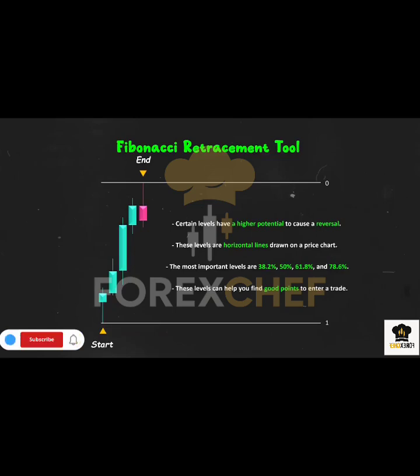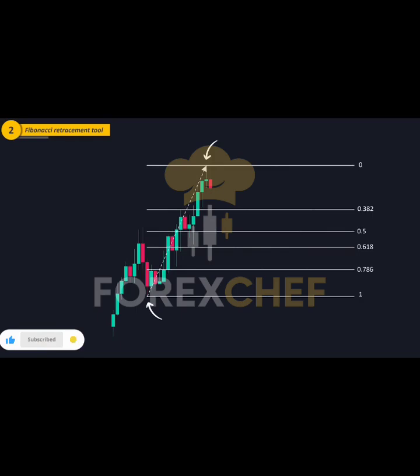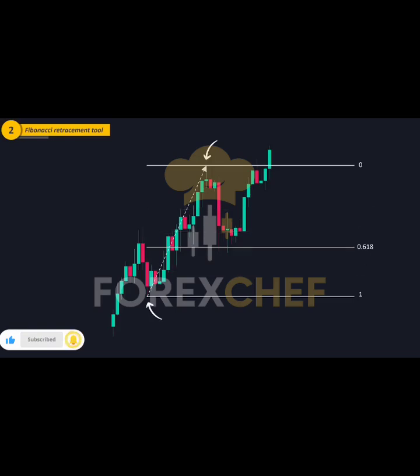These levels can help you find good points to enter a trade. Now, let's get back to the previous example. We've identified the most recent impulsive move and are now waiting for a pullback to enter a long position at a better price. Grab the Fibonacci retracement tool, apply it at the start of the impulsive move from the bottom of the wick, and drag it to the top of the move. You'll then see the retracement levels appear on the right. When the price pulls back to these levels, they can act as support and potentially reject the price, allowing the uptrend to continue. Here you can see that the price hit the 618 level and continued pushing higher.